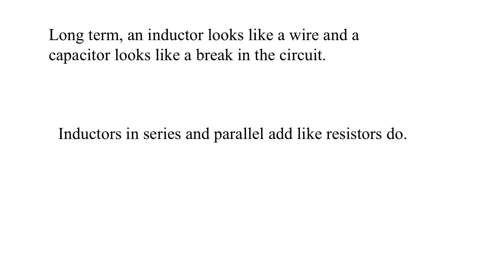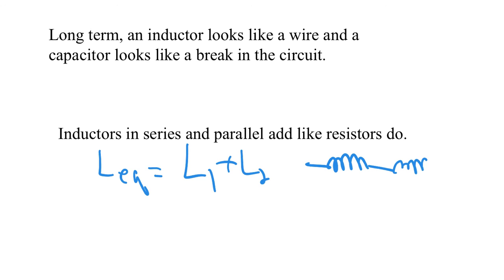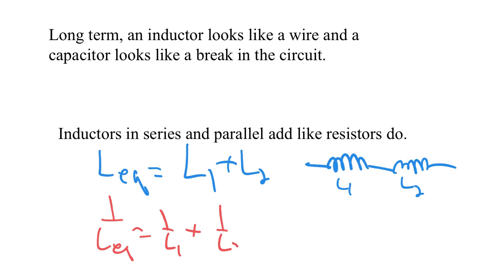Some takeaways from this. Long term, an inductor looks like a wire, just like a capacitor long term looks like a broken circuit. And it's important to understand that inductors in series and parallel would add like resistors do. In other words, we could say there's some equivalent inductor, which is L1 plus L2, assuming we had them like this in series and so on. Or we'd have 1 over L equivalent is 1 over L1 plus 1 over L2 if we have them in parallel.